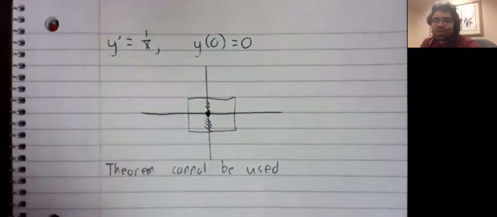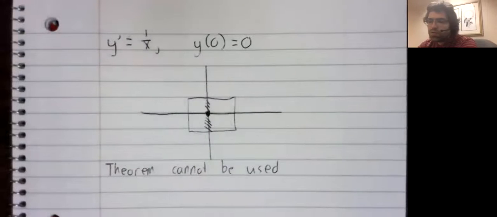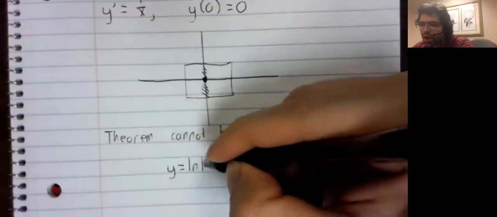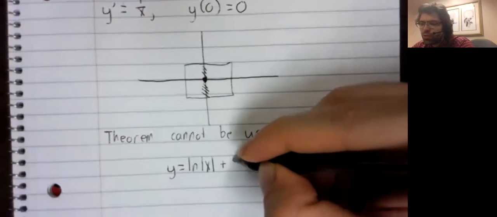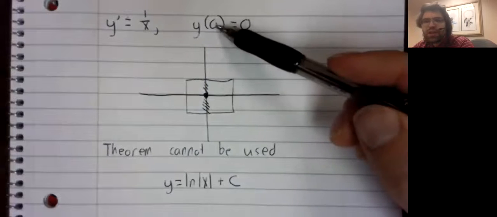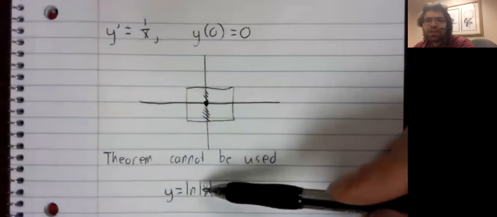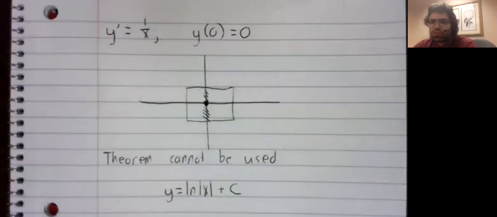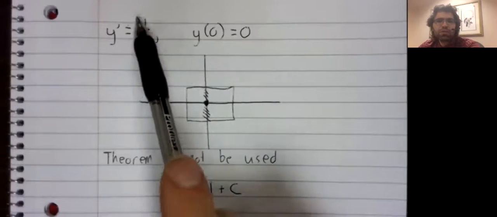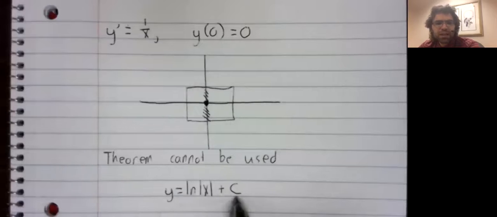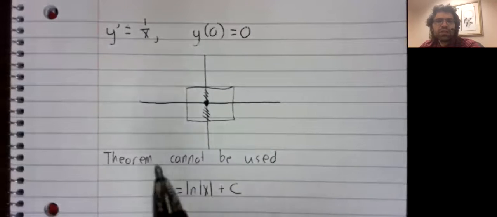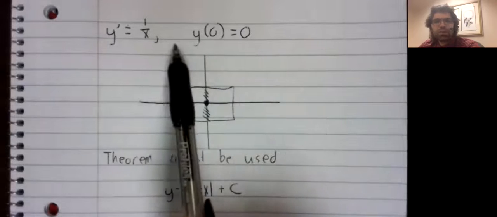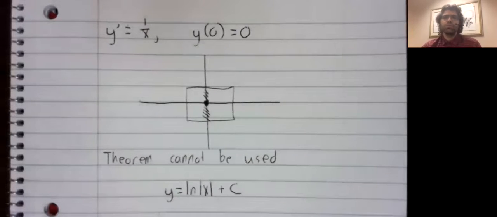And in fact, it doesn't. If y prime equals 1 divided by x, then y is a natural logarithm function, and we cannot plug x equals 0 into this to get to 0. So y prime equals 1 divided by x has an infinite class of solutions, but this initial value problem has no solutions.